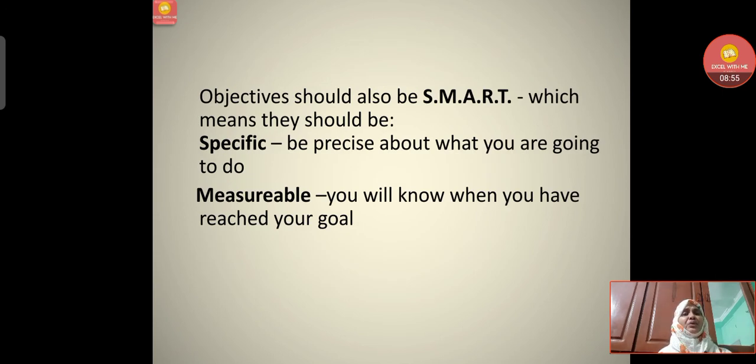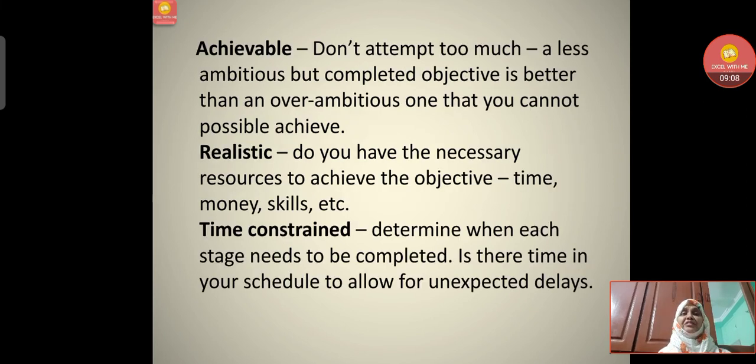Now objectives should also be SMART, which means they should be specific: be precise about what you are going to do. Then measurable: you will know when you have reached your goal. Then achievable: don't attempt too much. A less ambitious but completed objective is better than an over ambitious one that you cannot possibly achieve. Then realistic: do you have the necessary resources to achieve the objective? That means time, money, skills, etc. That means it should be realistic.